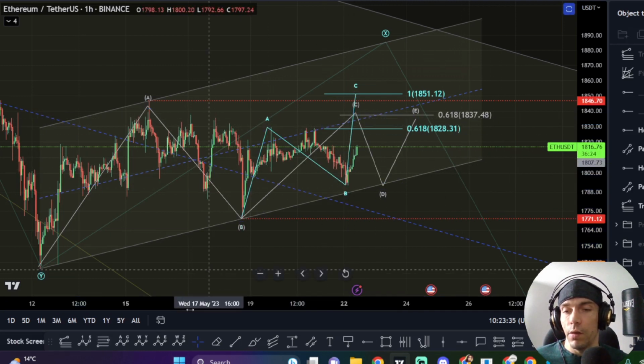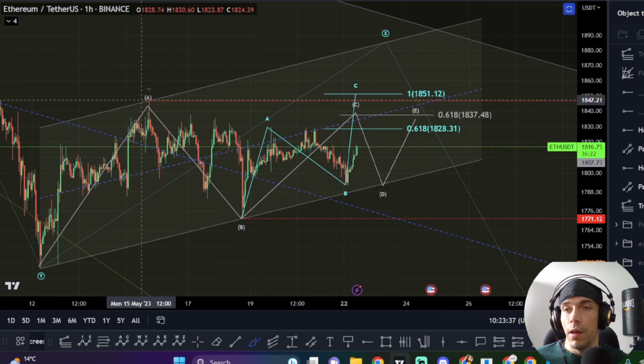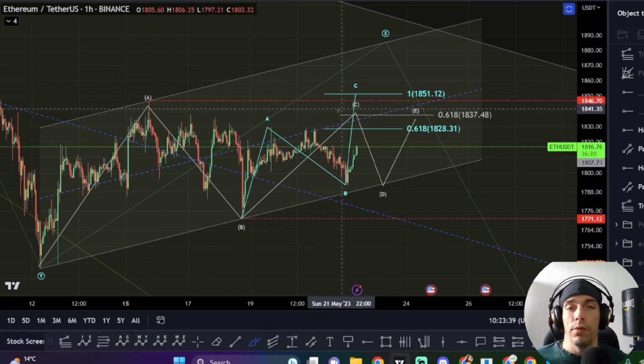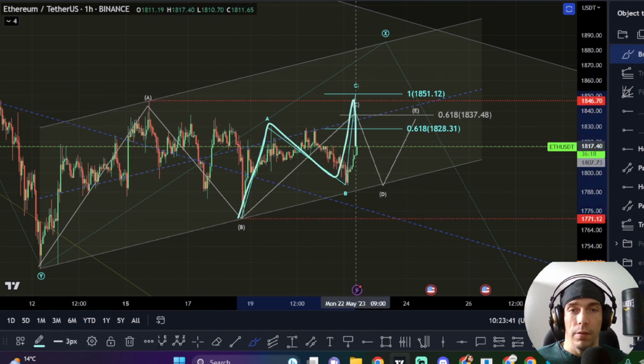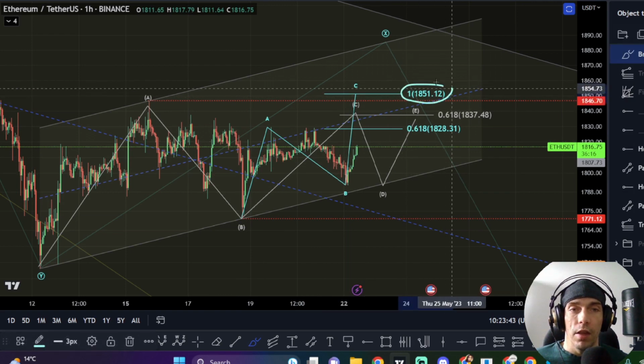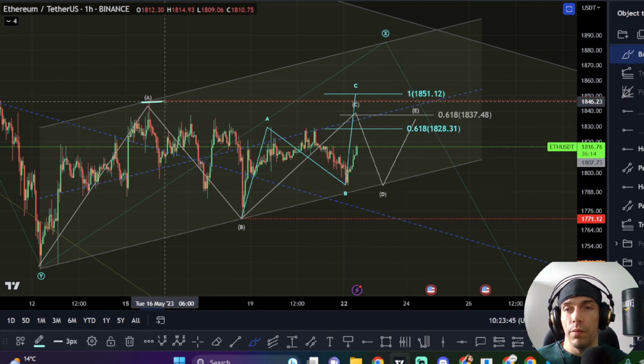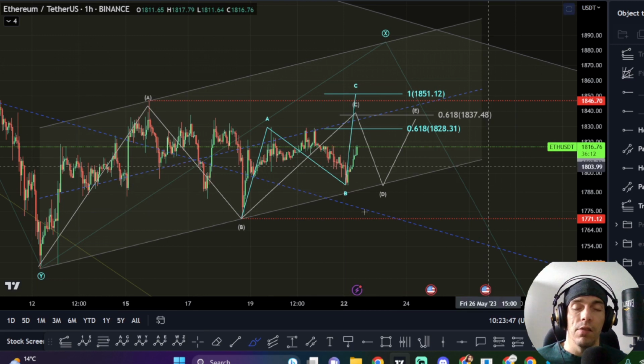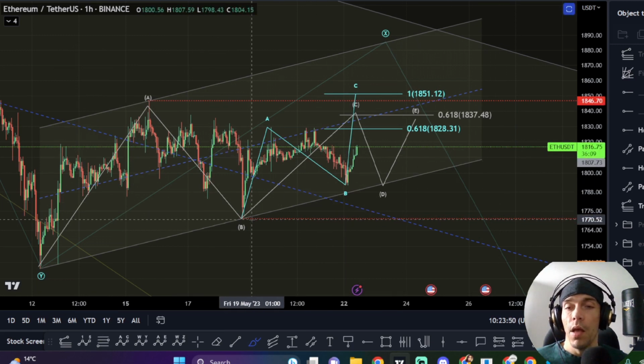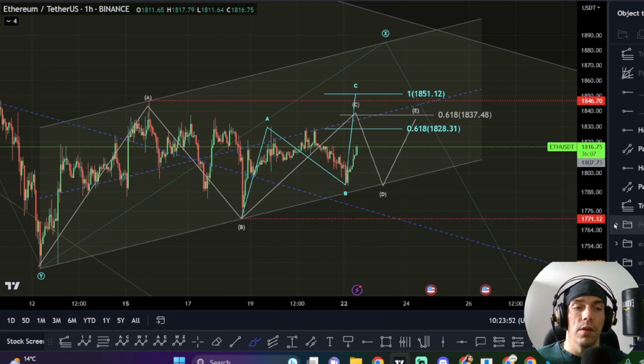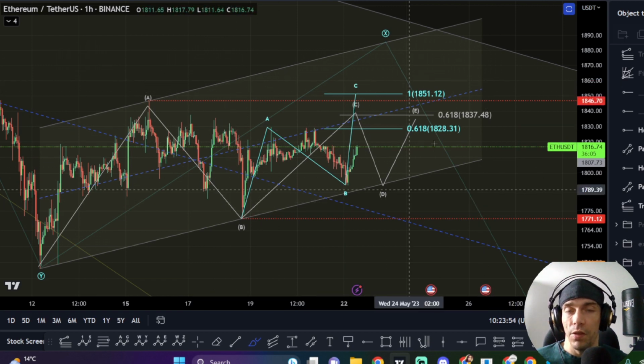Now, I say this 1837 for the fact that this is a 0.618 of this A wave. So if we do look at this as A, B, and C, the 1-to-1 is actually here at this 1851. Moving up above this high of this A wave at this 1846 would invalidate this move. Also moving below this zone of this 1771 would invalidate the potential of this triangle.